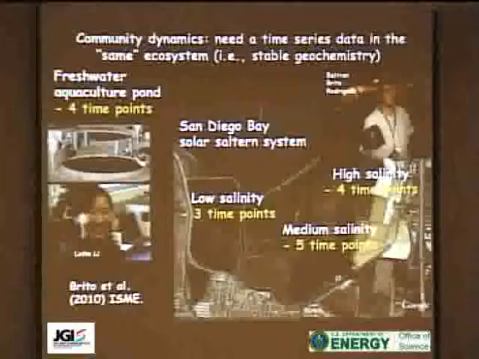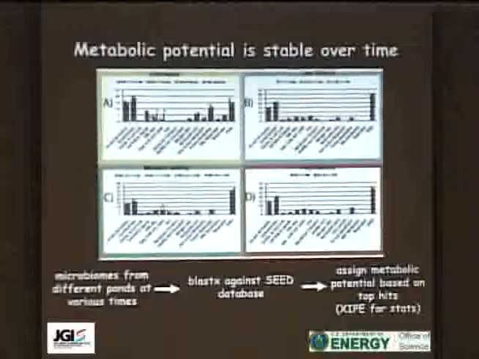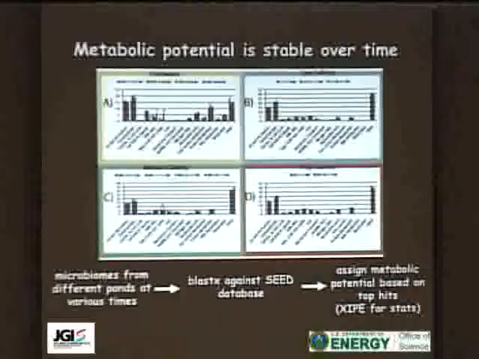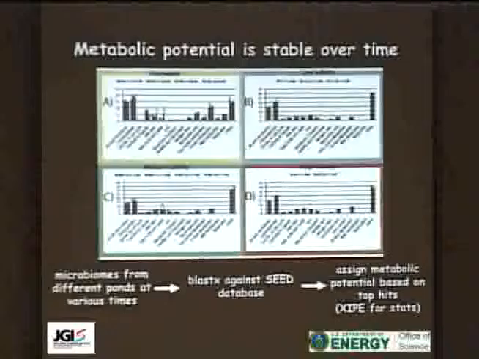Now, as I showed you before, if you just look at the metabolic signatures here, we're sequencing a whole bunch of microbial DNA, then we're just asking what genes they encode by blasting against the SEED database, and then we're just going to assign them. We use a thing called ZIPE to do the statistics to see what's different. What you find is that basically there's no change in metabolic potential encoded by the microbes over time in these systems. So they seem to be very consistent.